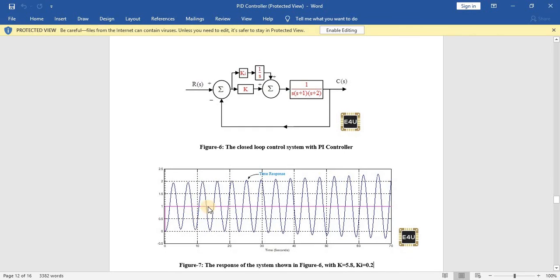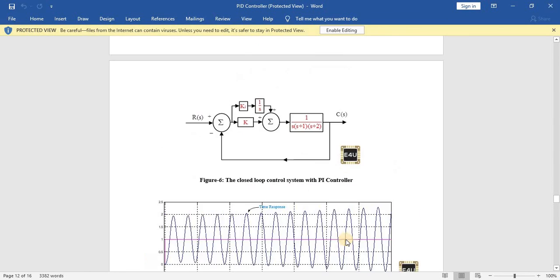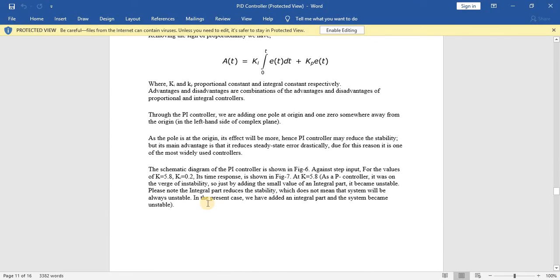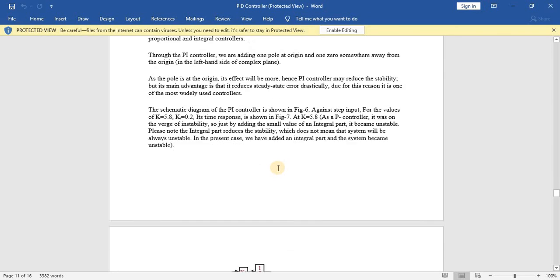Now we can see here, earlier we analyzed the P controller, which was just at the verge of instability. By adding this Ki integral value, it will become more unstable. So the integral part reduces the stability, but that does not mean the control system will be in the unstable region all the time. In the case of the PI controller, we have added an integral part and the system can become unstable, but steady state error is reduced.